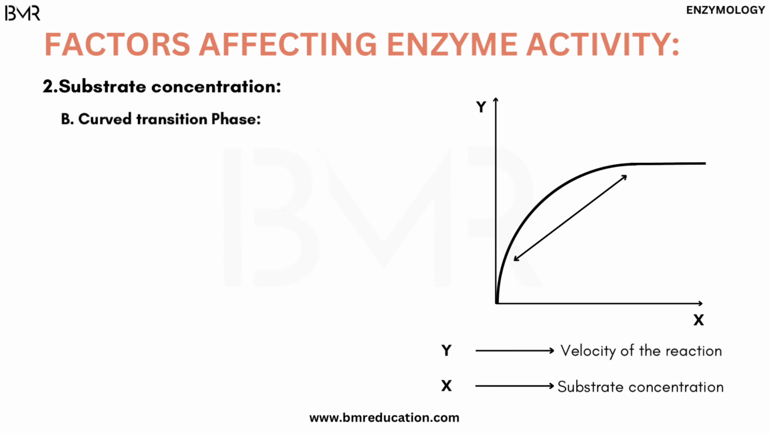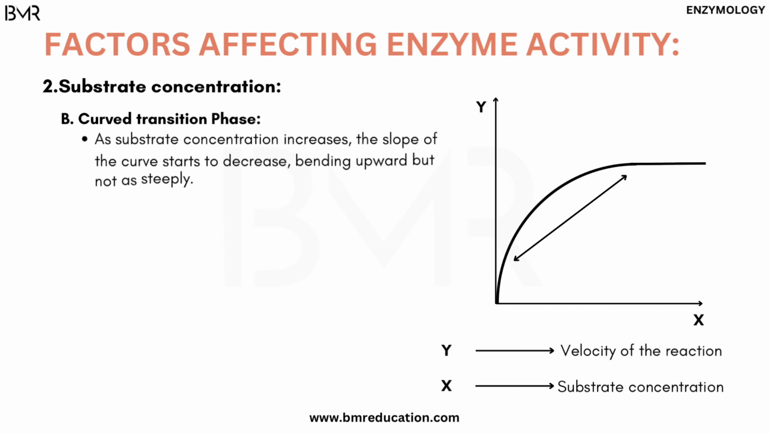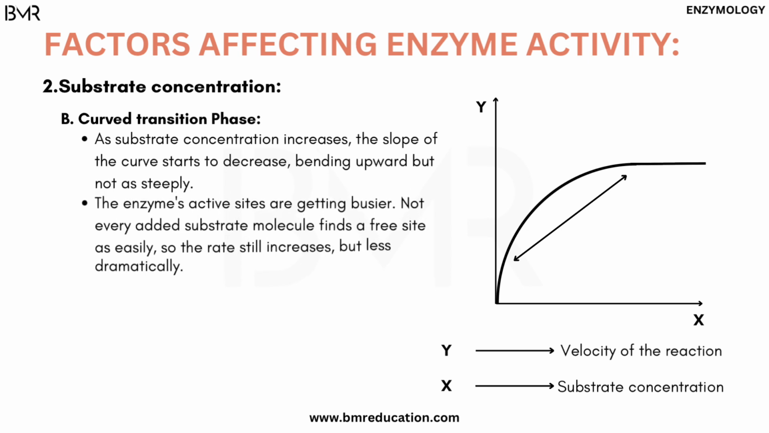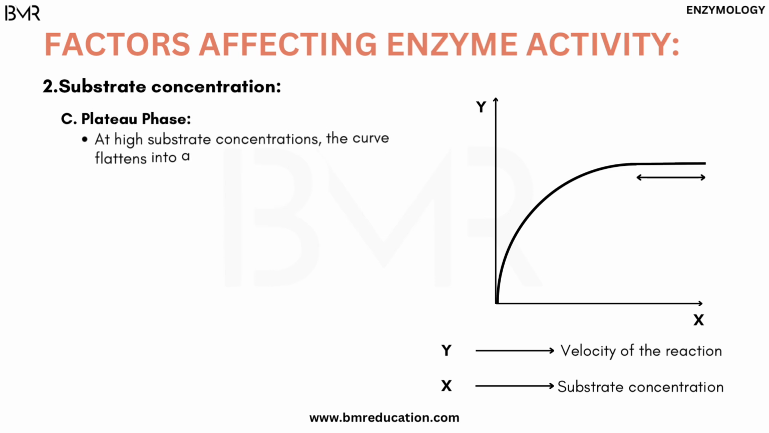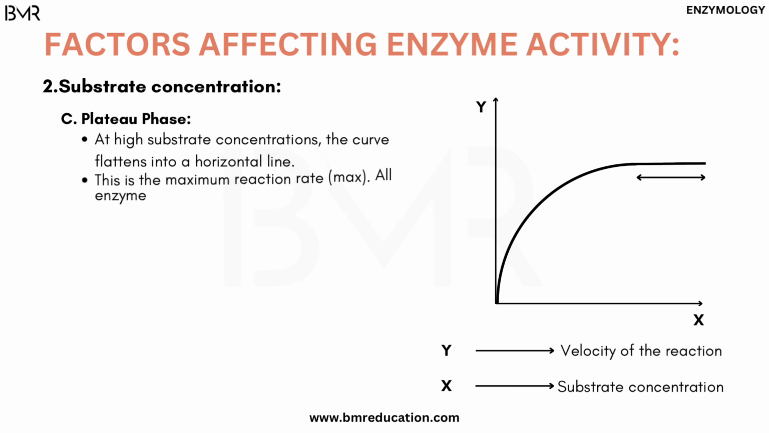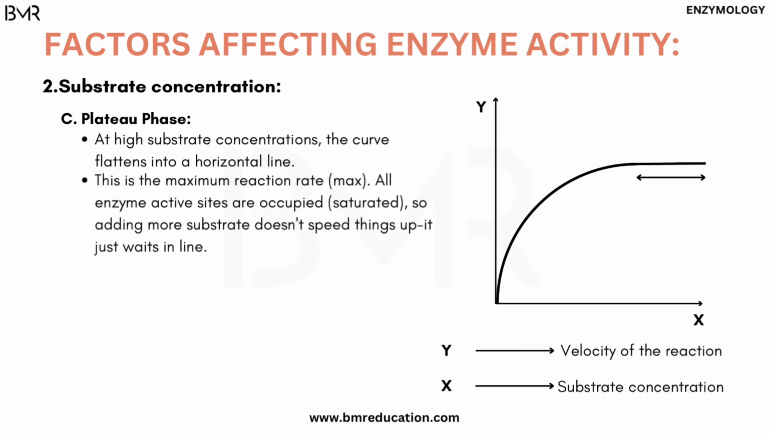Curve transition phase. As substrate concentration increases, the slope of the curve starts to decrease. The enzyme's active sites are getting busier. Not every added substrate molecule finds a free site as easily, so the rate still increases, but less dramatically. The plateau phase. At high substrate concentrations, the curve flattens into a horizontal line. This is the maximum reaction rate. All enzyme active sites are occupied, so adding more substrate doesn't speed things up, it just waits in line.